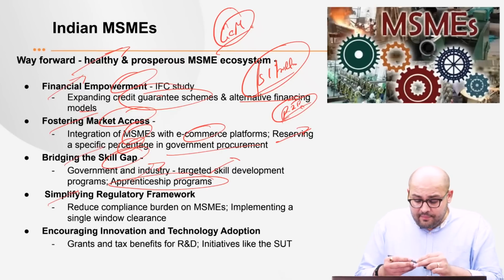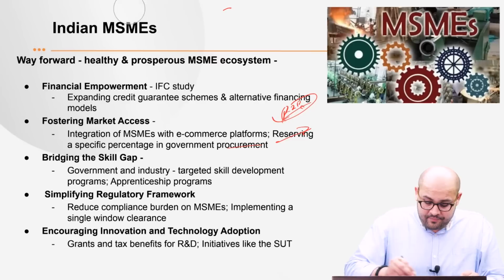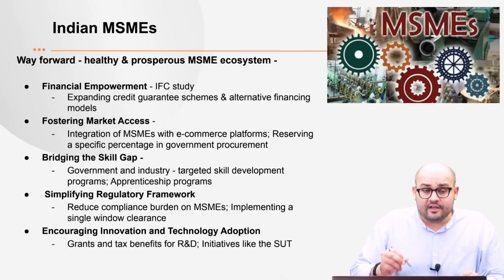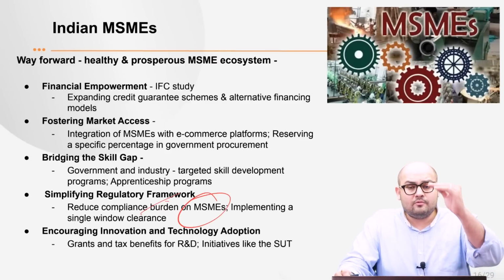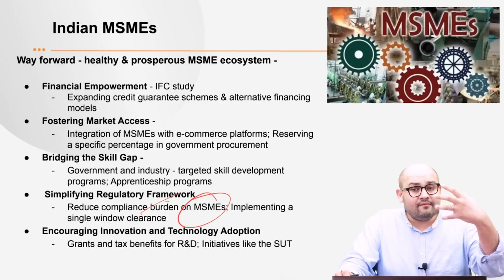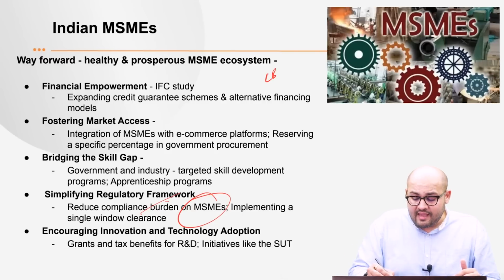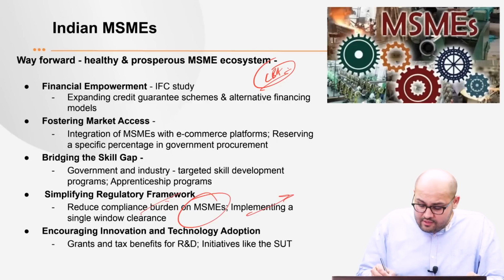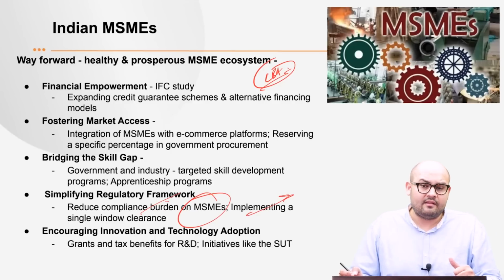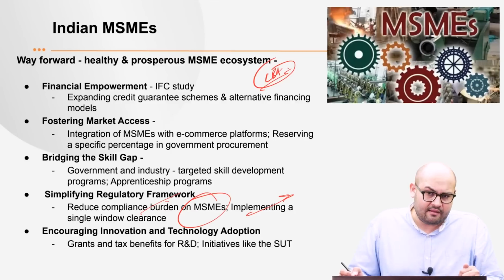Then there's a need to simplify the regulatory process. Very important. See, again, as I said, in order to reduce the compliance burden on the MSMEs, what you need to keep in mind is that there has to be a reduction in the compliance burden so that they can focus upon, as I said, their core business activities and increase their earning potential, right? And also, there needs to be the implementation of single window clearance, which takes less time for the clearances, right?